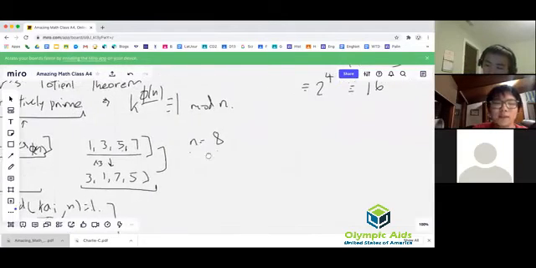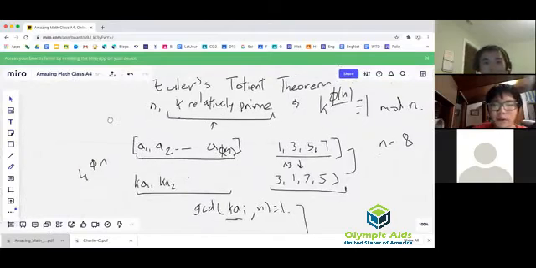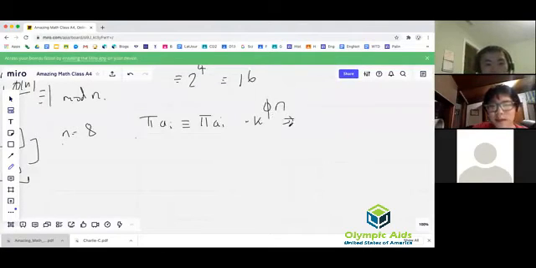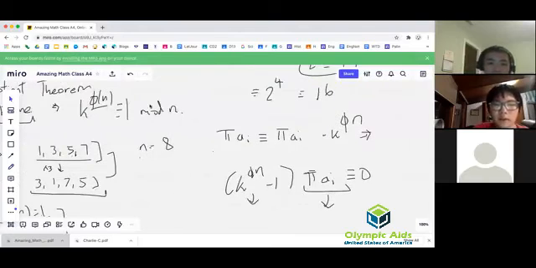Oh wait, yeah, we can't do division, but you can if they're relatively prime. But I guess I should do it more rigorously. You have the product of a_i equal to the product of a_i times k to the totient of n. So this means that k to the totient of n minus 1, times the product of a_i, must be equivalent to 0. But since this is relatively prime to n, this must be divisible by n, so k to the totient of n equals 1 mod n.